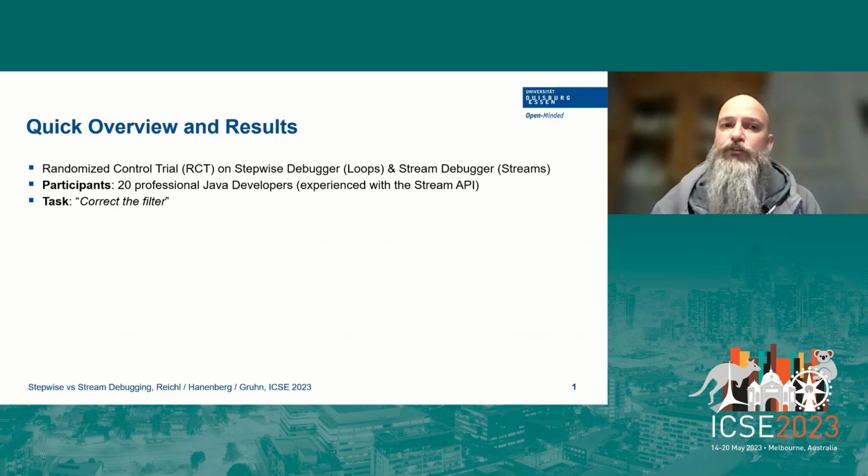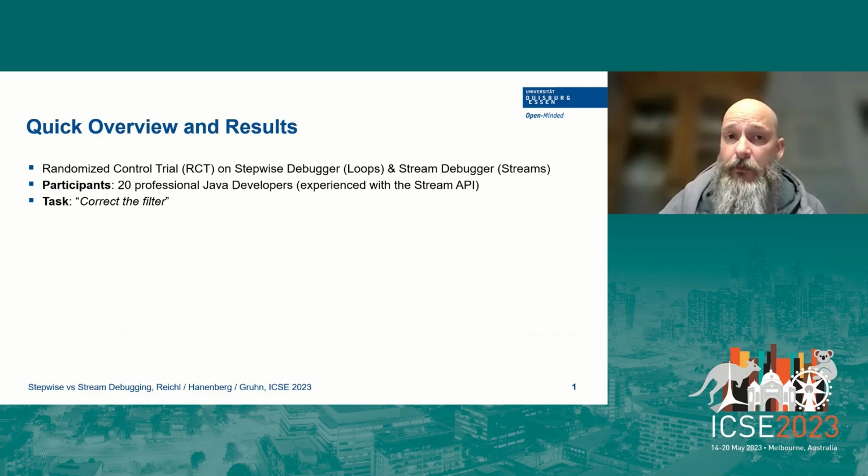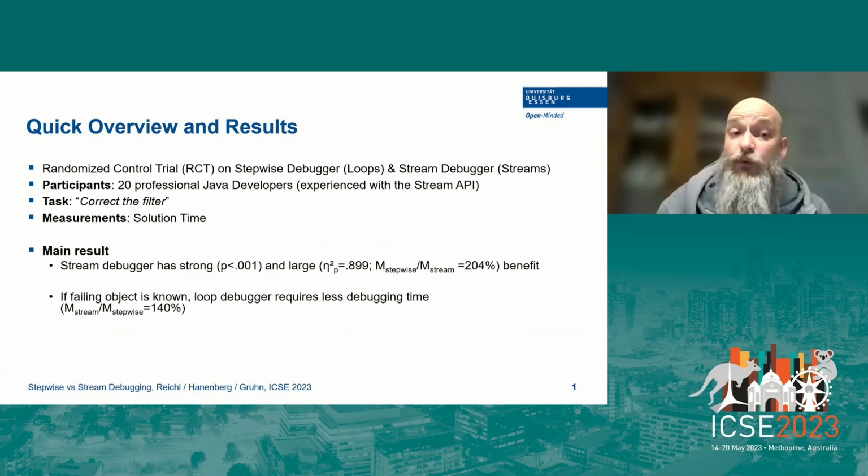What they had to do is they were given a piece of code where a filter was incorrect, and they had to identify the incorrect filter and fix it. They either used the stepwise debugger, so the traditional debugger, or the stream debugger. Our measurement was the solution time. Each developer did the task until the correct solution was delivered.